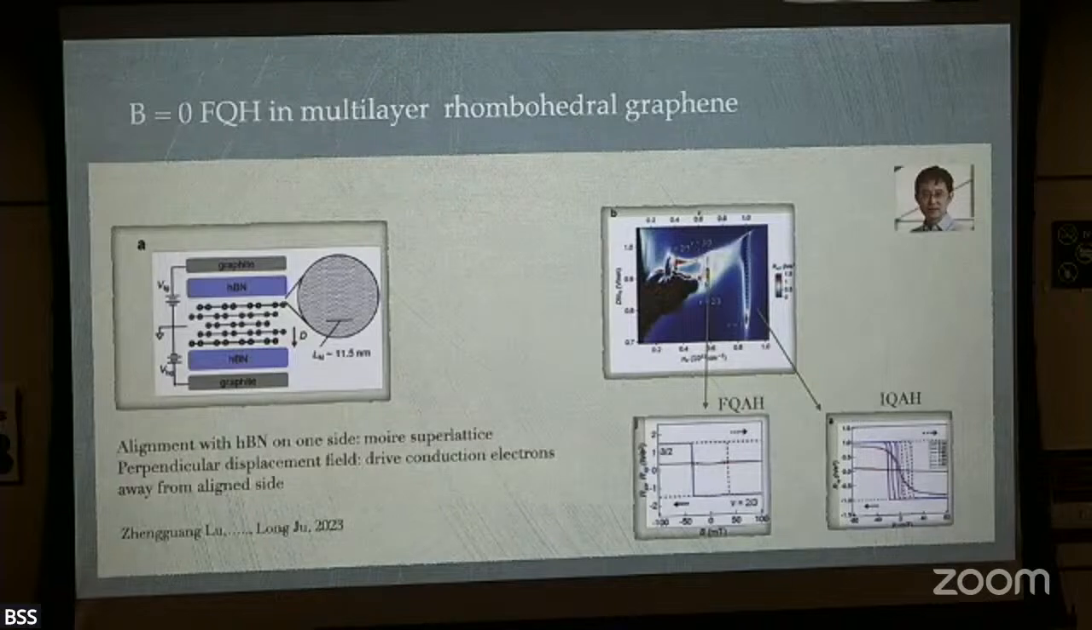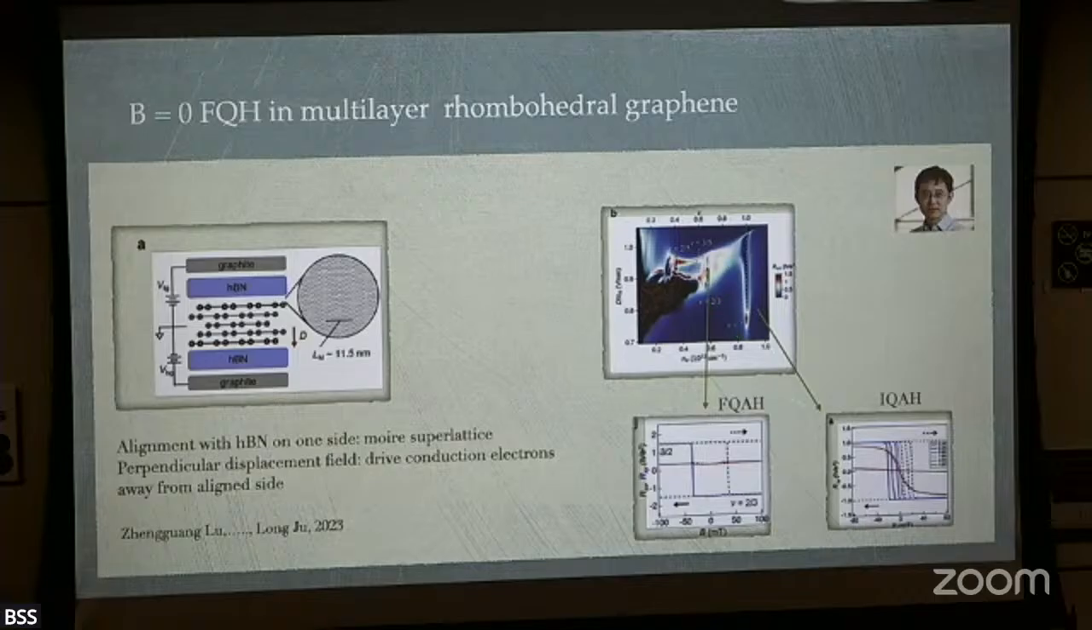Now, a similar phenomenon was seen by Long Ju at MIT in multilayer graphene stacked in a particular way. It's called rhombohedral stacking. And his setup was different. He needed a strong electric field perpendicular to the stack, and it was aligned with some substrate on one side and so on. But then here's a phase diagram as a function of this perpendicular displacement field, called D, and charge density. Again, nu refers to the lattice filling.